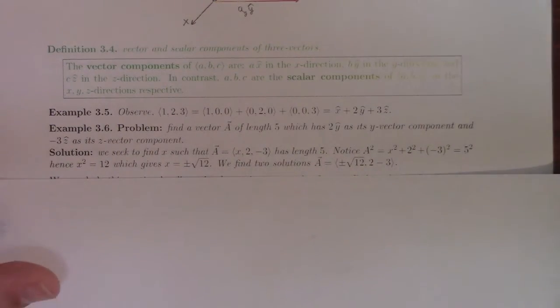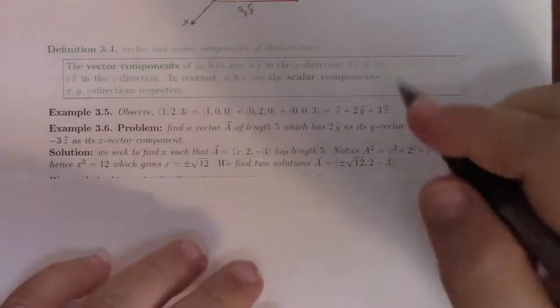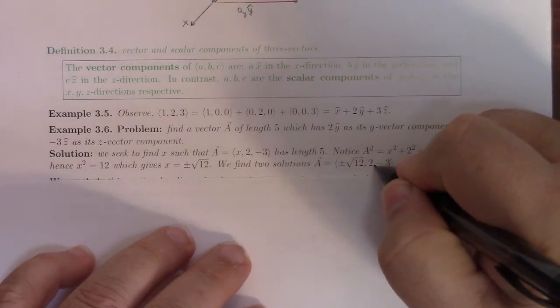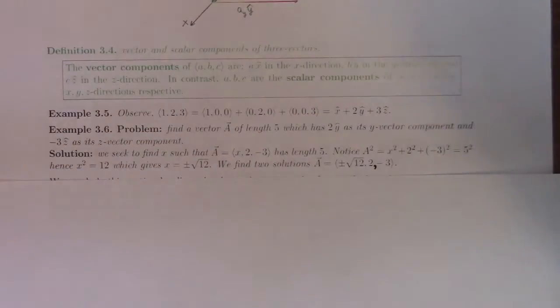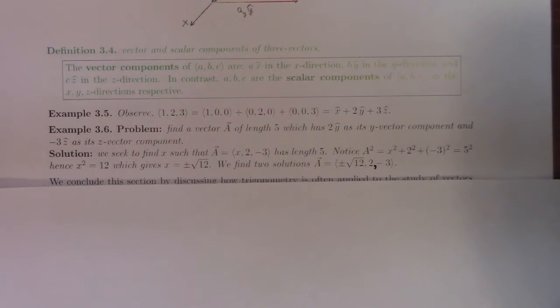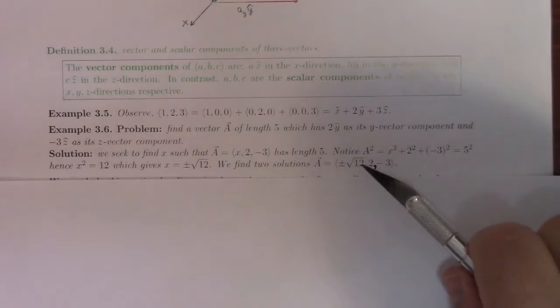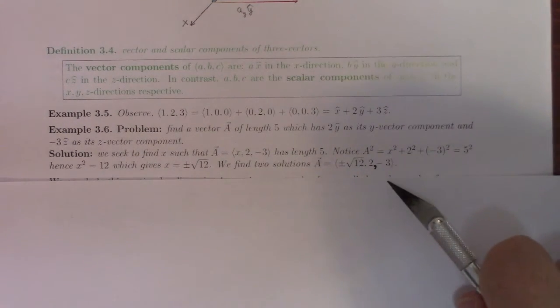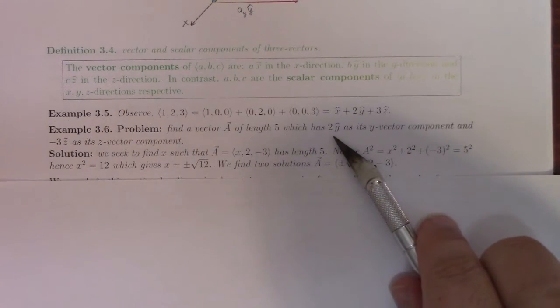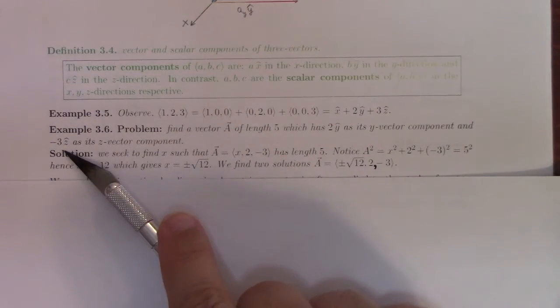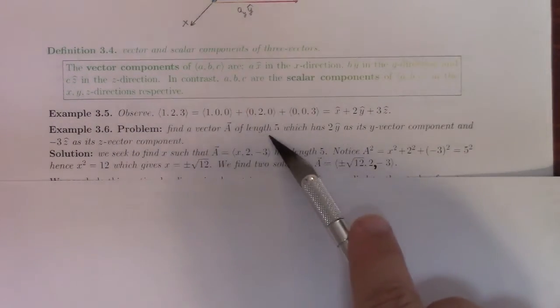I'm not sure if it's the printer or just my typo here, but there's supposed to be a comma there. Anyway, it's because it's a 3 vector, which has 2 commas in it. But anyway, (±root 12, 2, -3), those are the vectors which have 2y hat as the y vector component, minus 3z hat as the z vector component, and have a length of 5.